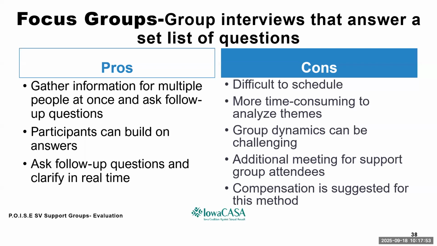So there are three main types of evaluations that we can do for our support group, right? The first one that we're going to talk about is focus groups. And these are interviews that answer a set list of questions that are done within a group of people.